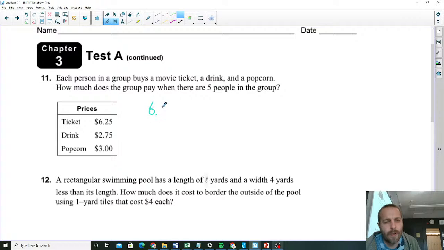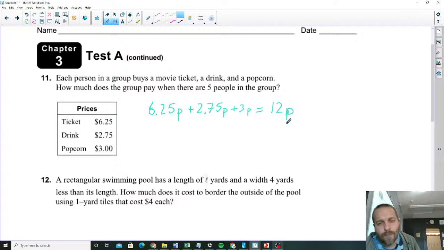is they want you to say, oh, it's $6.25 per person plus $2.75 per person plus $3 per person. Meaning that each person spends 6.25 plus 2.75 plus 3, $12 to go out to the movies. So each person is spending $12 on their movie going.